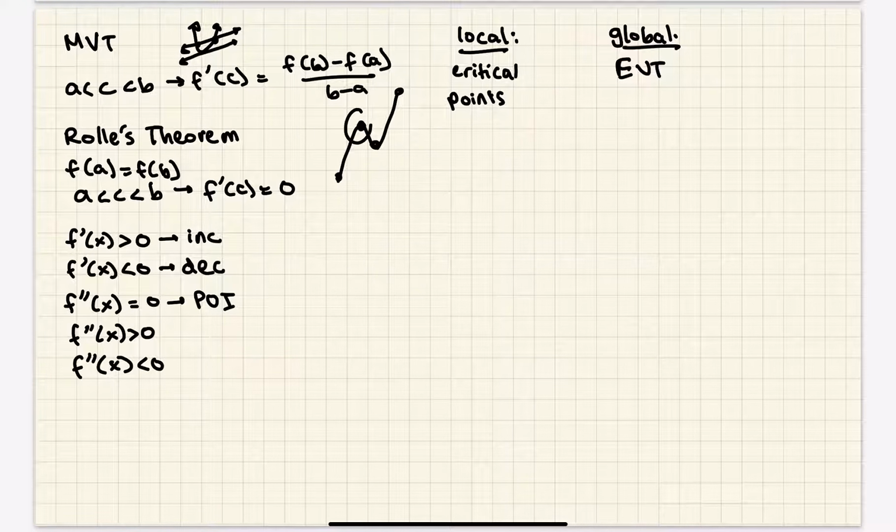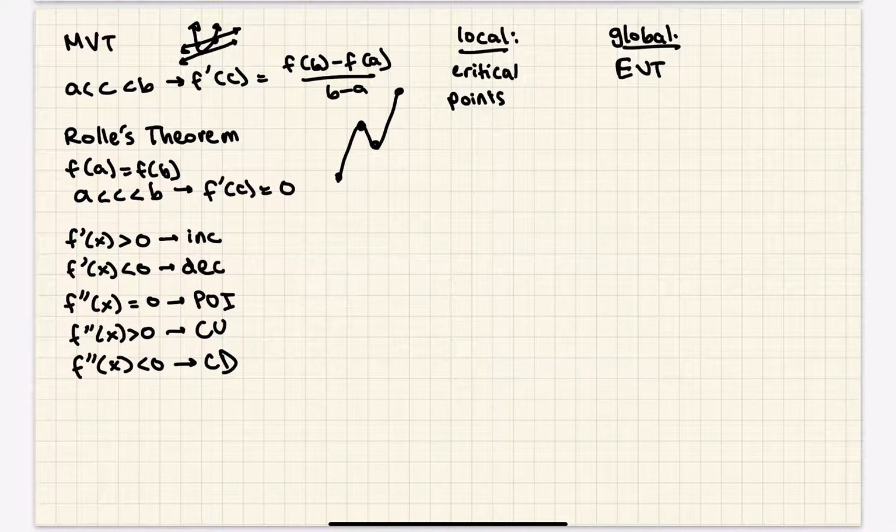Concavity is the shape of the graph. It's concave down here and concave up here. That means it's opening downwards in this region, opening upwards in this region. And so this is a point of inflection where it's changing concavity. If the second derivative is greater than 0, it's concave up. If it's less than 0, it's concave down.